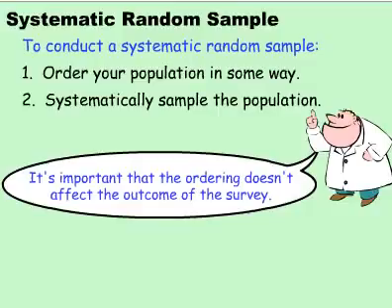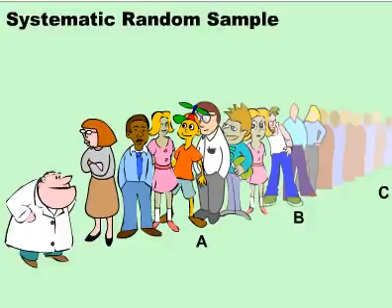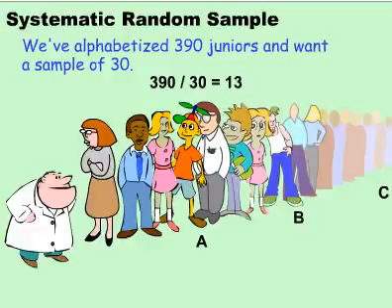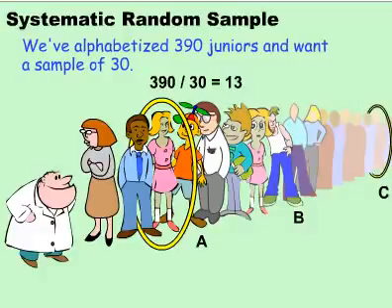survey. Let's go back to our high school juniors example to see how this works. We've alphabetized our population of 390 juniors and want a sample of 30. 30 goes into 390 exactly 13 times. Convenient, huh? So we know we need to select about 1/13 of the class to get 30 cases. We now randomly select one of the first 13 individuals on the list. This is why it's still considered a probability sample. Then we select every 13th person on the list after the first one for our sample of 30.